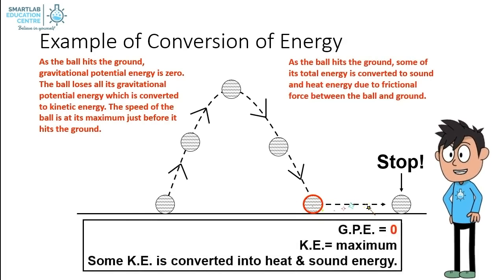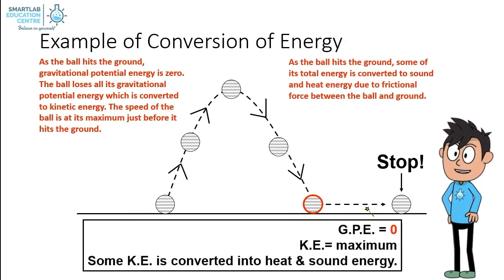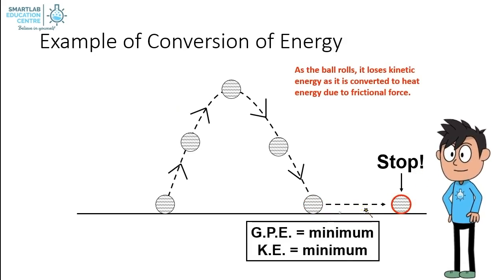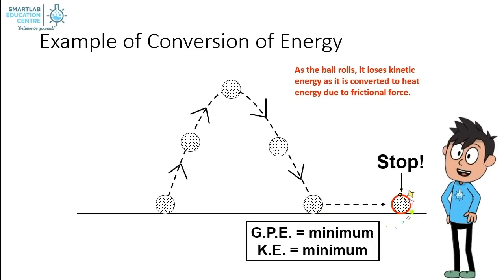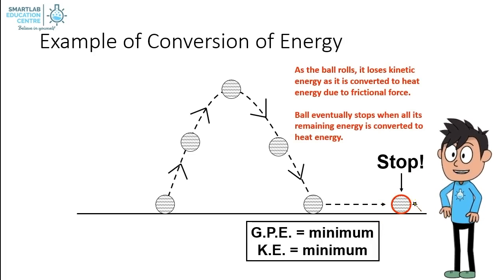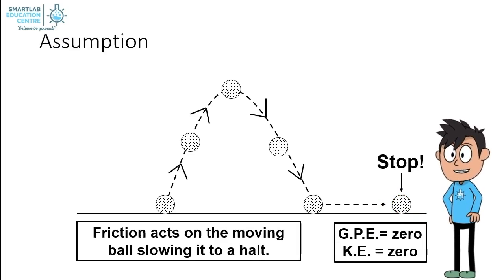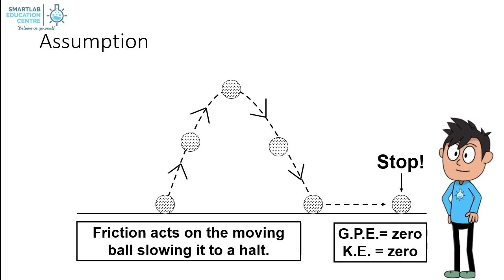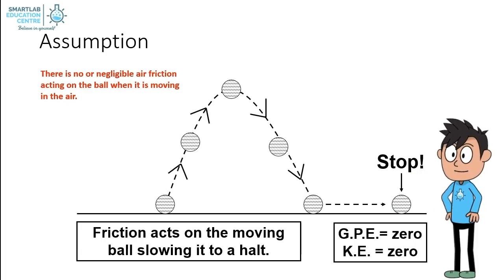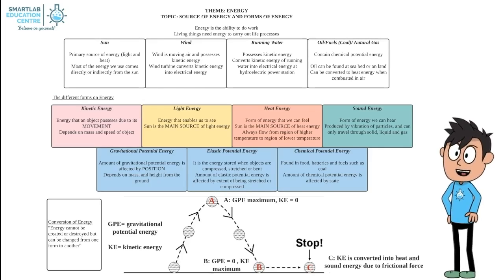As the ball hits the ground, some of its total energy is converted to sound and heat energy, due to frictional force between the ball and ground. As the ball rolls, it loses kinetic energy, as it is converted to heat energy due to frictional force. The ball eventually stops when all its remaining energy is converted to heat energy. Also note that we made an assumption for this example. We assume that there is no or negligible air friction acting on the ball when it is moving in the air. Now let us recap what we have learned today.